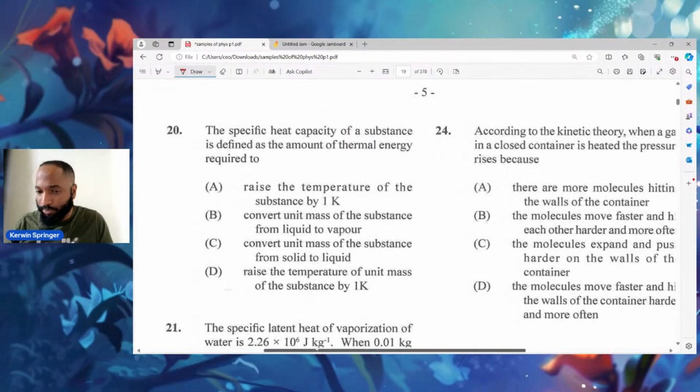The specific heat capacity of a substance is defined as the amount of thermal energy required to, this I repeat, raise the temperature of the substance by 1 Kelvin. As I repeat in a fancy way.